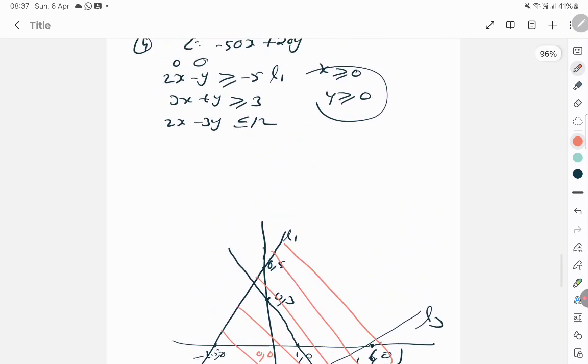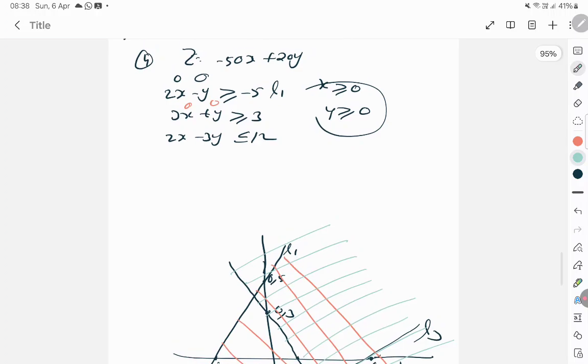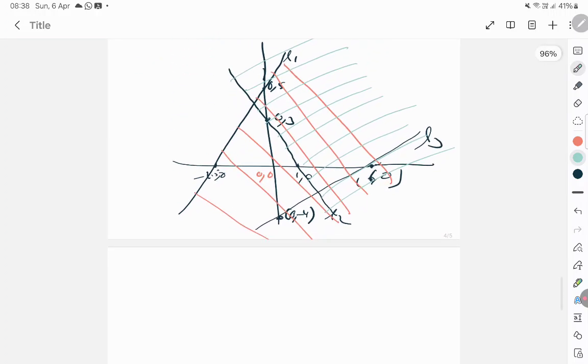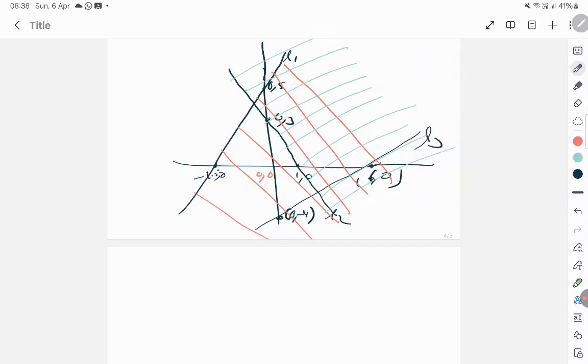Satisfied. Next, line 2. Put 0, 0. Is it greater than 3? No. For line 2, the origin should not be covered. So for line 2, I have to do a different design, different color. That's my line 2. Line 3, put 0, 0. Is it less than 12? Yes. So therefore, for line 3, the origin should be covered. Let's do it with a different pen. Line 3. Origin means this is the origin. This can be covered.